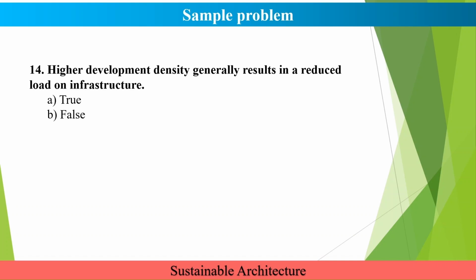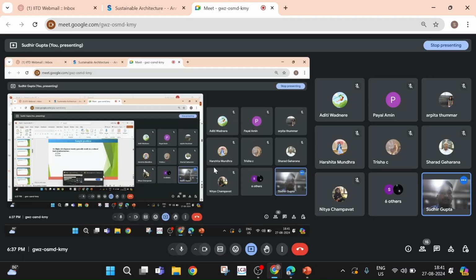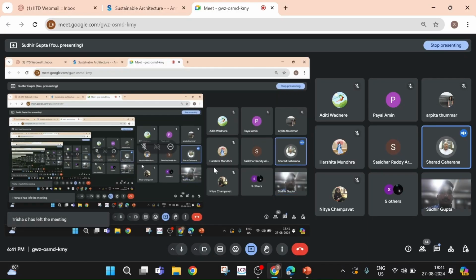Am I clear? Sir, I want to add something. Yeah, you can, please. Higher does not mean it is overloading; there is some limit for it. That is the issue, that architects and town planners are planning the city now with the smart city projects also.